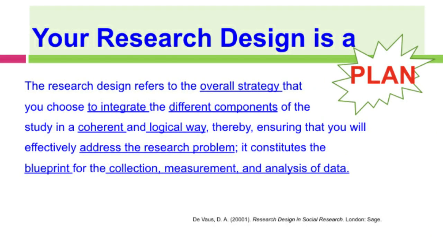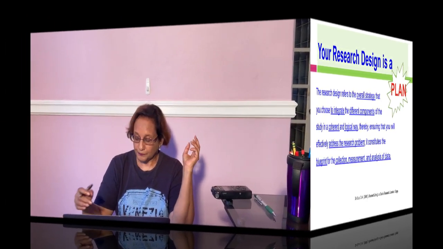So your research design is a plan. The research design refers to the overall strategy that you choose to integrate the different components of the study in a coherent and logical way, thereby ensuring that you will effectively address the research problem. It constitutes the blueprint for the collection, measurement, and analysis of data. In other words, another way of saying what the plan is involved, what it means to be coherent, and so on.